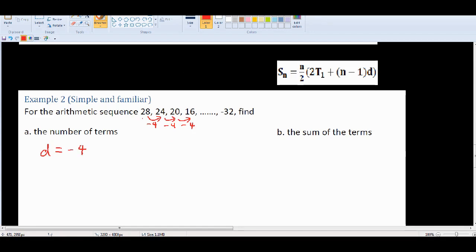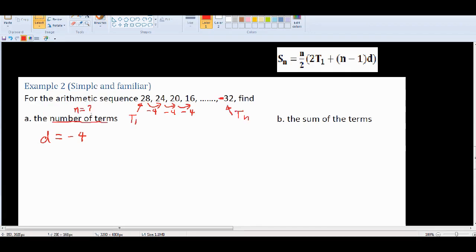So we know d is minus 4. Are we going to use this formula yet? No, because we don't have the information about Sn. You need to know which term will give you minus 32. This time we are going to use the formula for the arithmetic sequence.